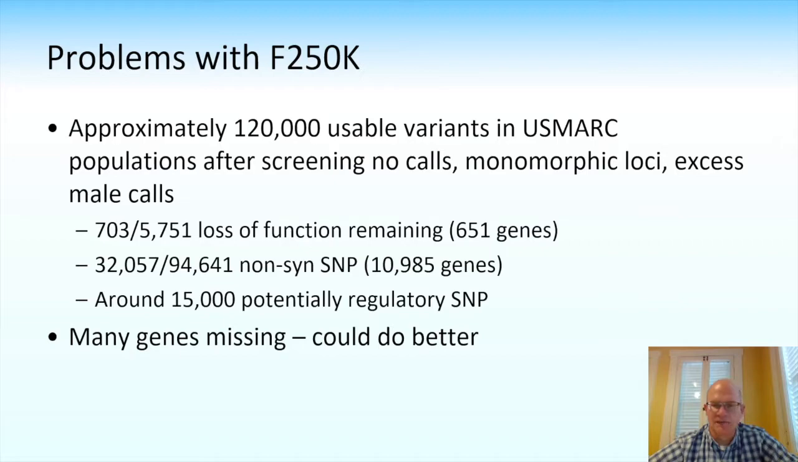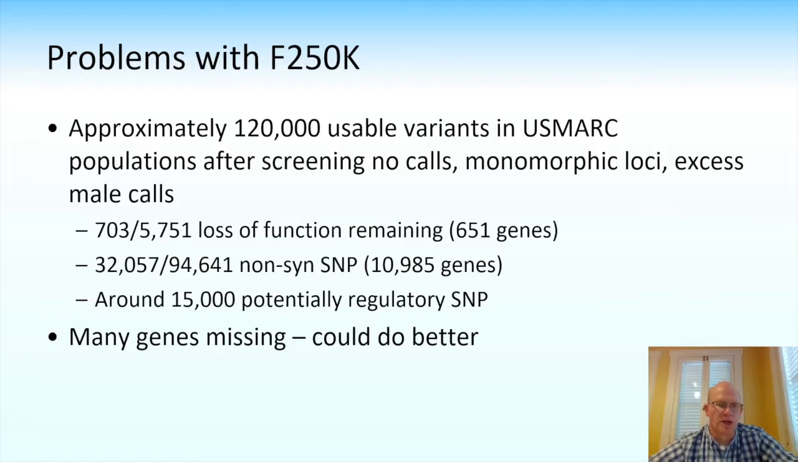And if we were targeting loss of function genes that were on that original chip, there were only 703 different loss of function allele changes of the original targeted 5,751 loss of function polymorphisms that were designed on the chip that we actually saw anymore. And that only represented around 651 genes. So a substantial drop from the original design of the F-250. In terms of actual markers that cause protein changes, we dropped from almost 95,000 designed on the chip to around 32,000 that remained as being variable in our population.